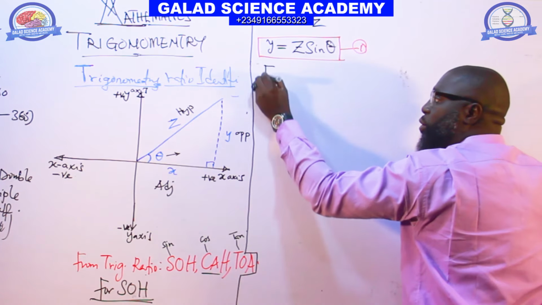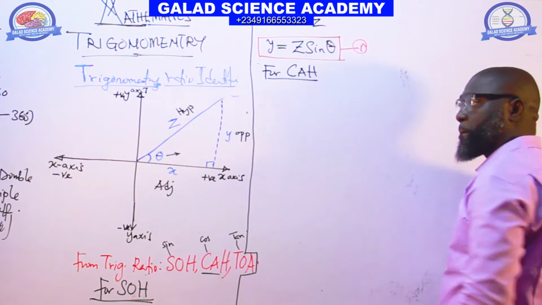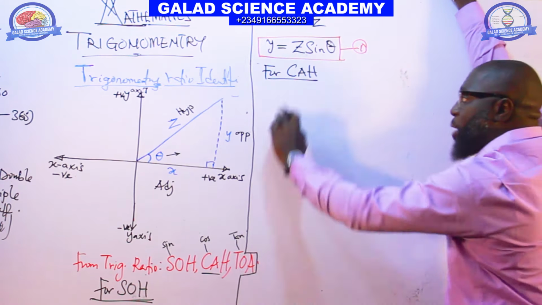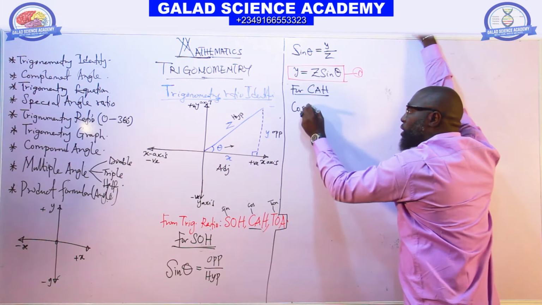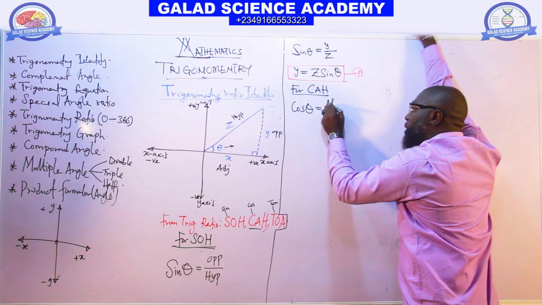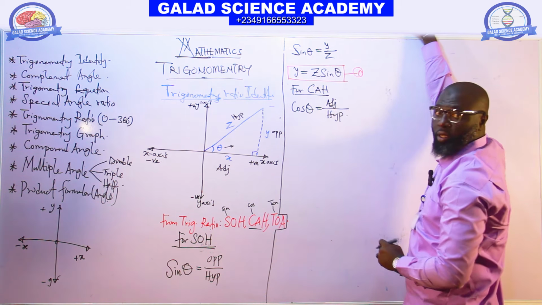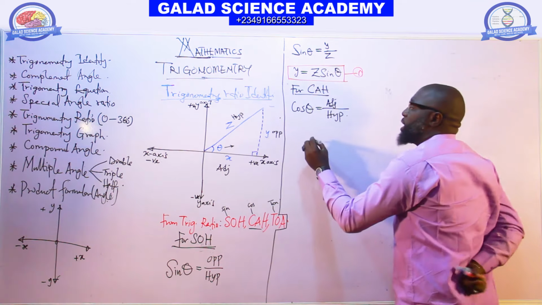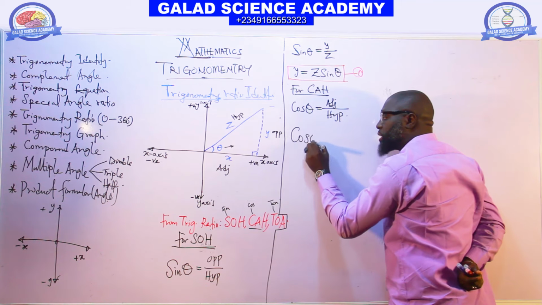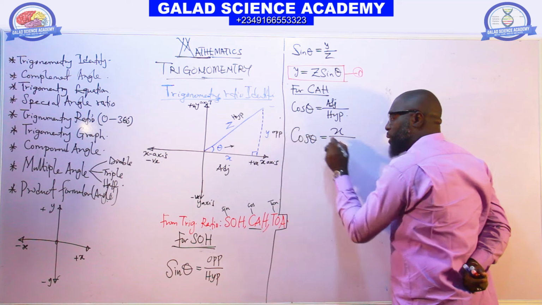Let us look at cos. C stands for cos theta, which is adjacent over hypotenuse. What is adjacent from the triangle? It is x. You now have cos theta equal to x over hypotenuse, z.